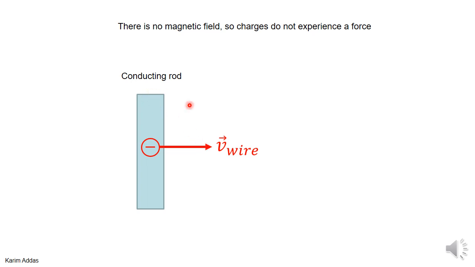So there's nothing going to happen to this charge. There's not going to be a reason for it to go up or down in the rod. There's no force acting on it in this case. There's no net electric field at its location. There's no magnetic field at its location. So there's no force on it.